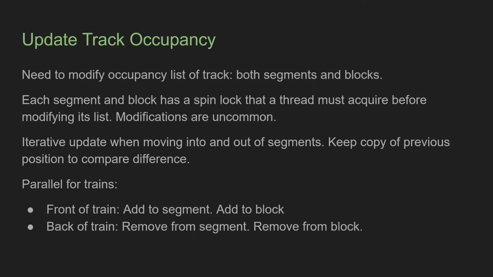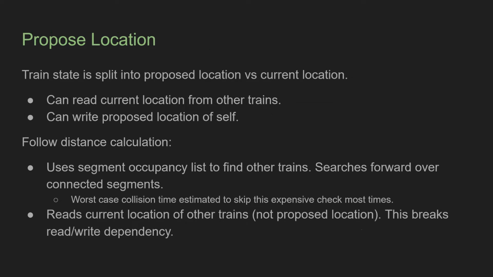So, in a parallel for over all of the trains, at the front of the train, when that enters a segment or a block, I acquire a spin lock and add to the segment or the block. And at the back of the train, when I exit a segment or a block, I also acquire a spin lock so that I can remove the entry for that train. So this is one of the basic mechanisms through which trains will communicate between each other about where they are.